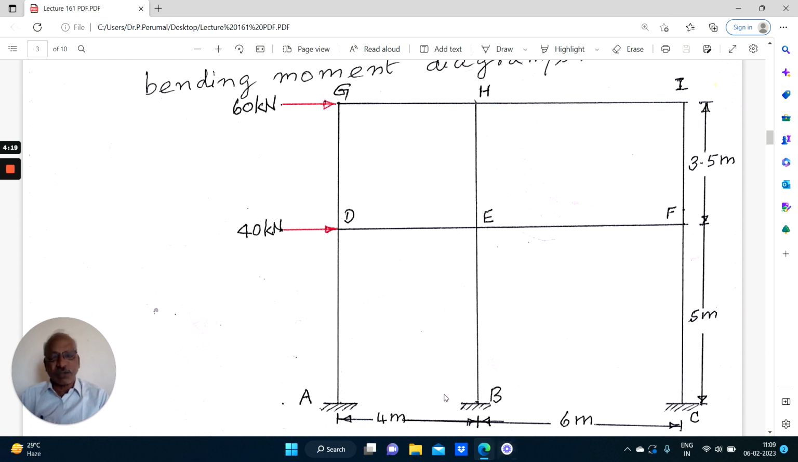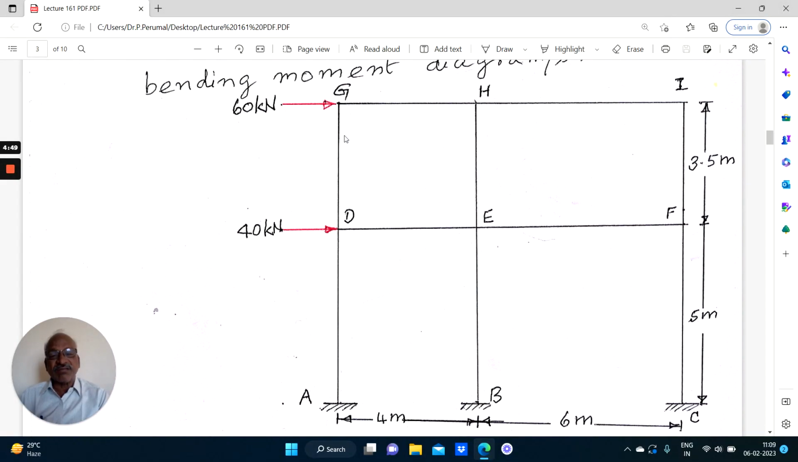Now, what we do here, for making the structure statically determinate, is introduce hinges at the mid-span of beams and mid-heights of columns. That is one of the assumptions, right? So, when you assume hinges, in GH you have a hinge at the mid-span. At the mid-span of HI, you have a hinge. At the mid-height of column GD, we will assume a hinge. At the mid-height of column HE, we will assume a hinge.